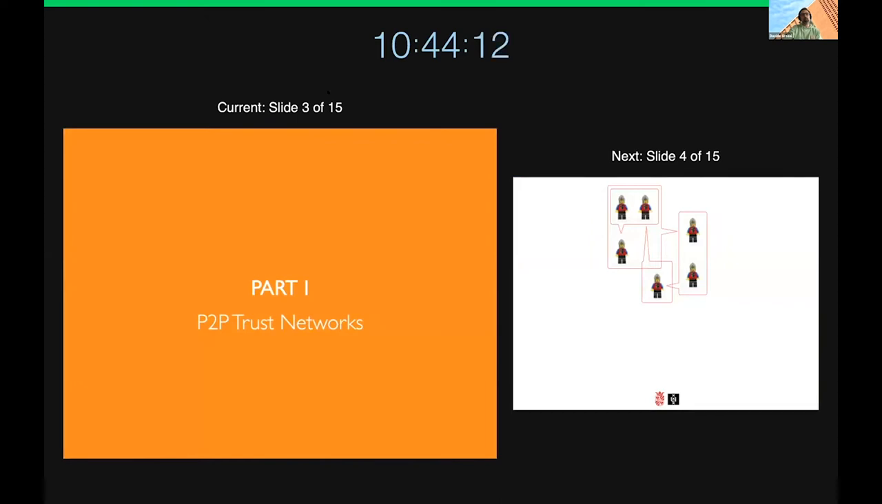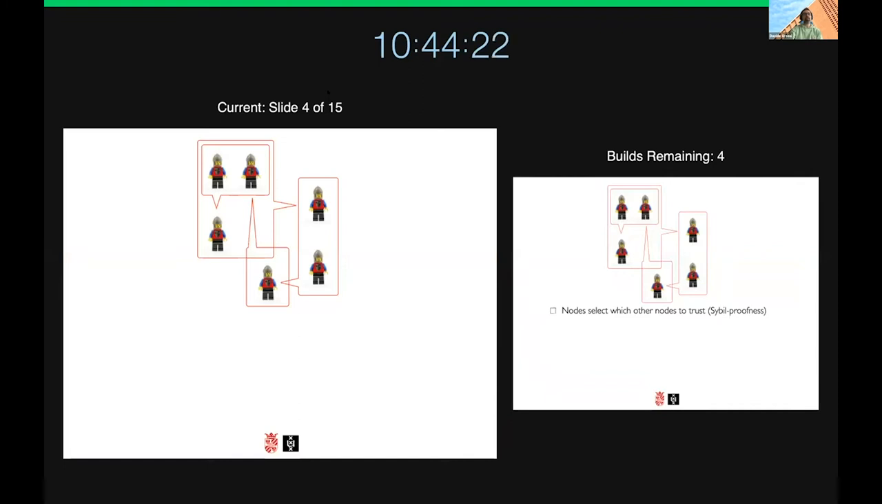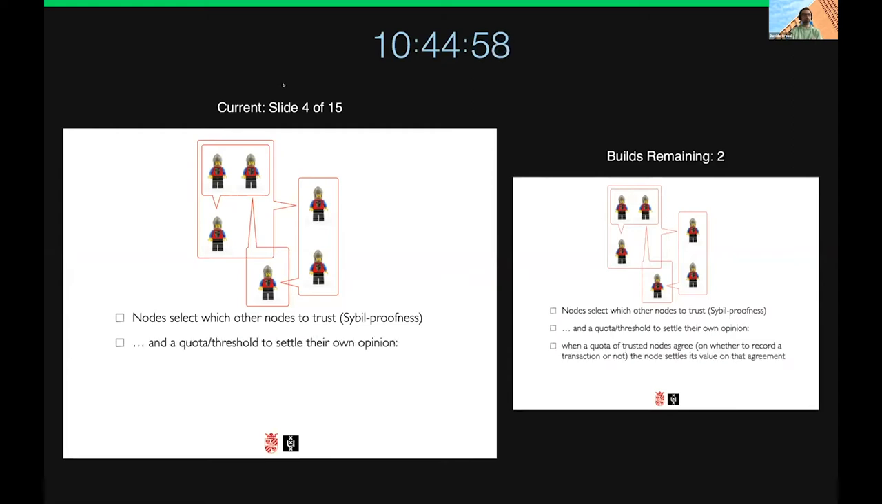The underlying model that they use is what is sometimes called a peer-to-peer trust network. There is several terminology going around, but the key idea is that the nodes in the system designate, ideally in an autonomous fashion, which other nodes in the system they trust. You can think of a picture like this, where every node designates which other nodes it is listening to and trusting. This is the main strategy that systems like Ripple and Stellar use to achieve some level of Sybil-proofness. It's the peer-to-peer trust network paradigm.